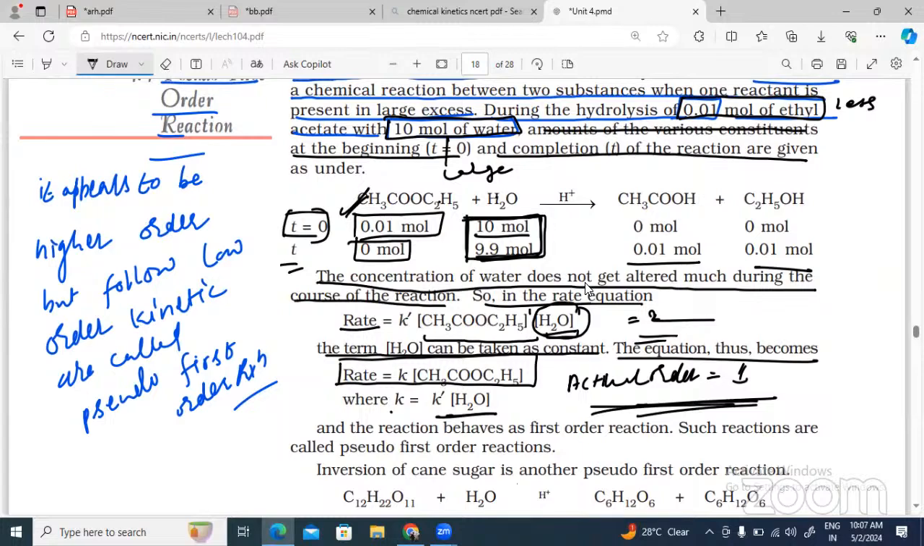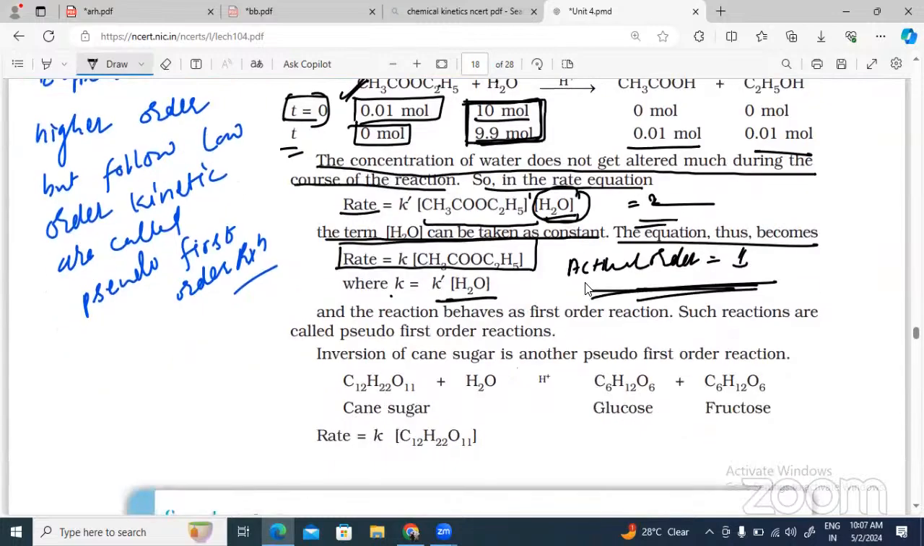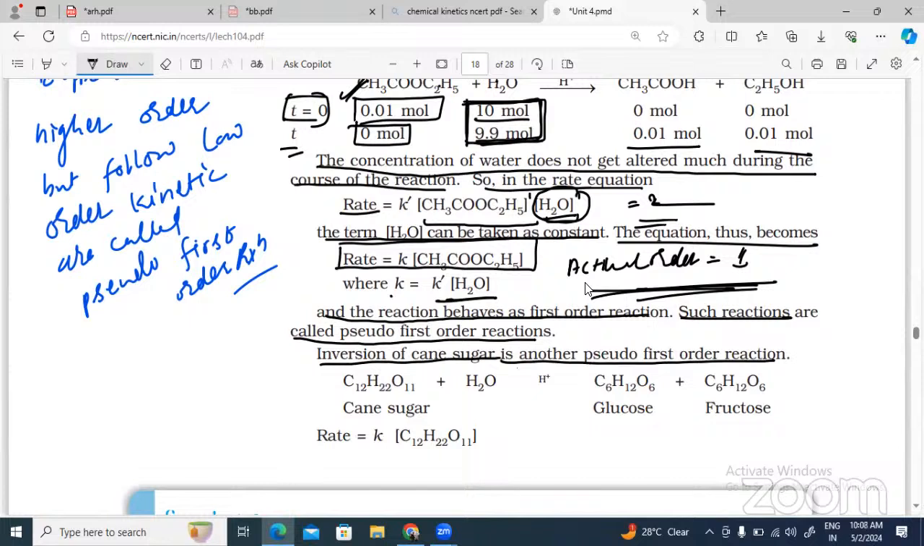So this type of reaction is called a pseudo order reaction. Here you see, the reaction behaves as a first order reaction. Such a reaction is called a pseudo first order reaction. Now here one more example they have given. Inversion of cane sugar is another first order reaction. Here cane sugar is there, and water is in large, excess amount. So the rate is not going to depend on the one which is in excess, because its concentration is constant.